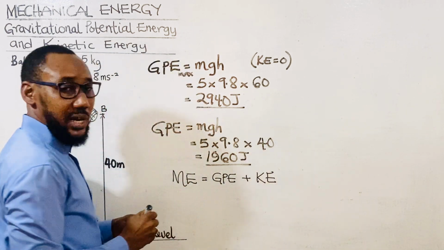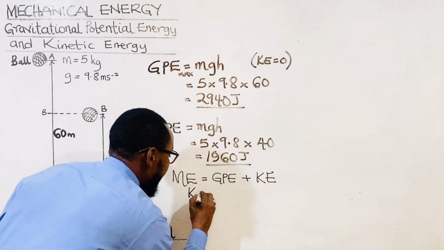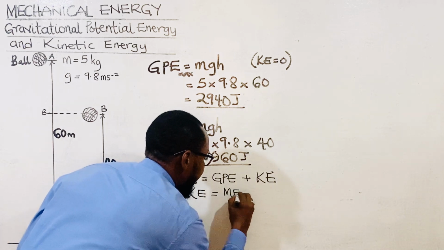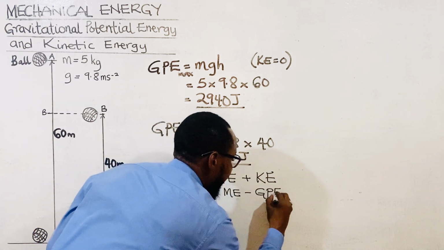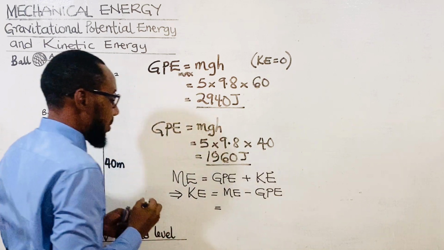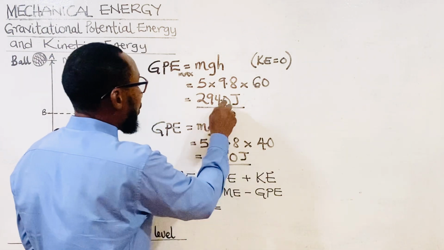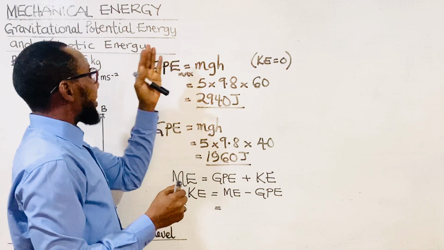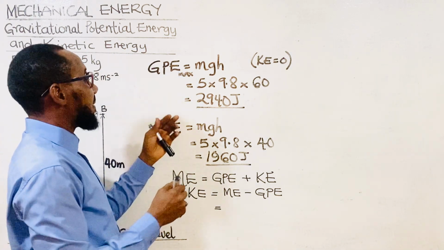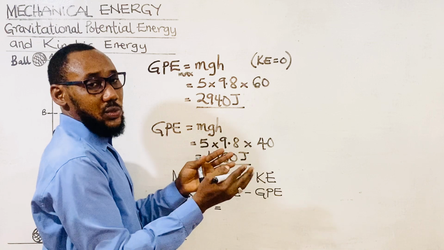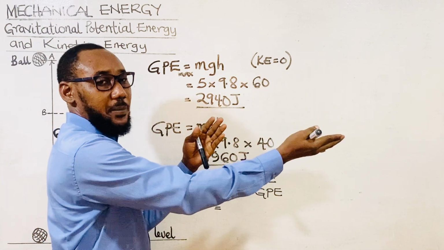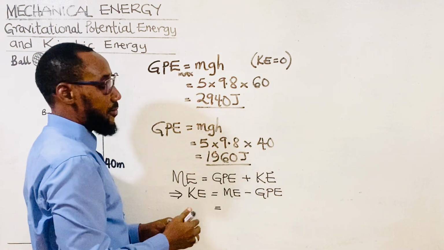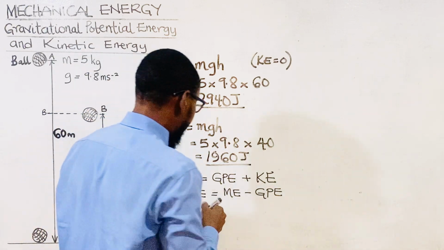This we have said earlier on. So our kinetic energy here, we can say, is our mechanical energy minus our gravitational potential energy. So our mechanical energy here is 2,940. Why is it 2,940? It is because at the starting position when the object was motionless, there was no kinetic energy. It is 0. So the mechanical energy is equal to the gravitational potential energy directly. So 2,940 is our mechanical energy.